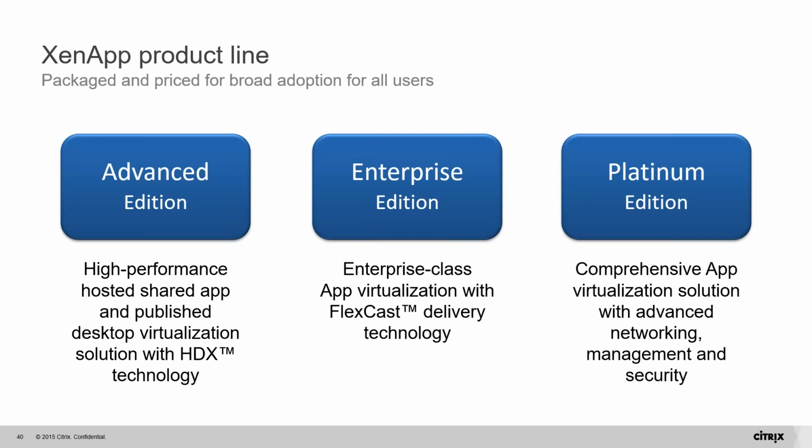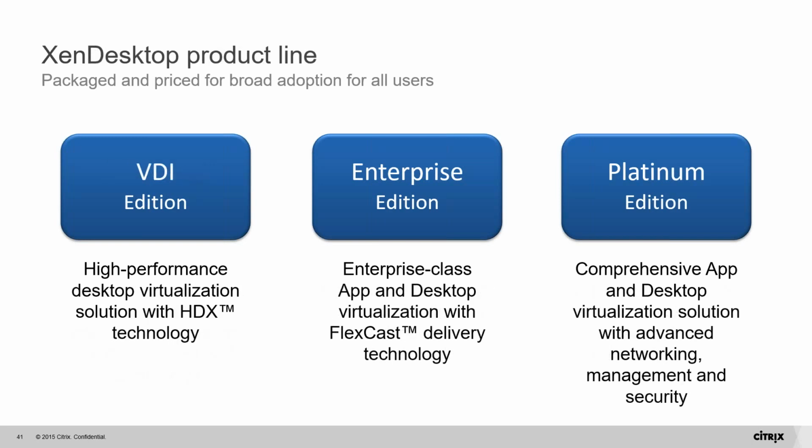And really the Platinum and Enterprise Editions are very similar on the XenDesktop side. The only real difference with XenDesktop is we have a VDI only edition. If you purchase the XenDesktop VDI only, the only thing you'll be able to get is publishing Windows 7 and Windows 10 operating systems, just the Windows desktop operating systems. When you get Enterprise or Platinum Edition, that's when it brings XenApp and XenDesktop together.